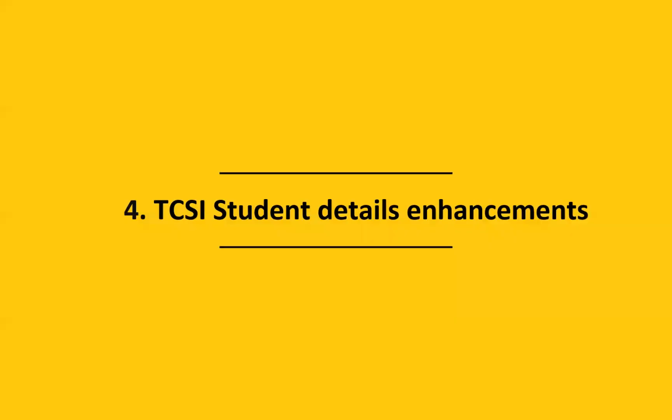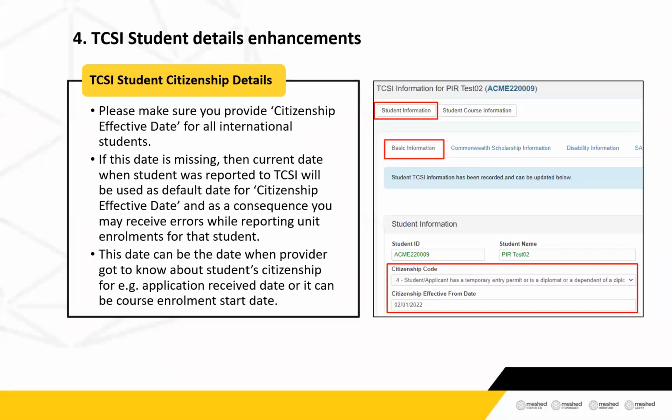Okay, now let's go next. That was related to course setups, enhancements. Now let's see what are the enhancements under student TCSI information, that is student TCSI details. There are two enhancements mainly. First is related to citizenship and second is related to their address details.